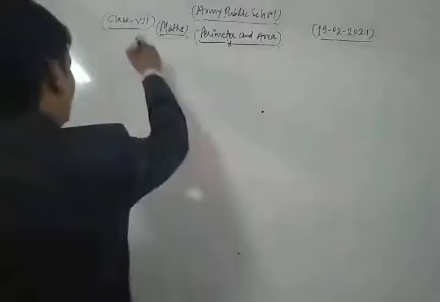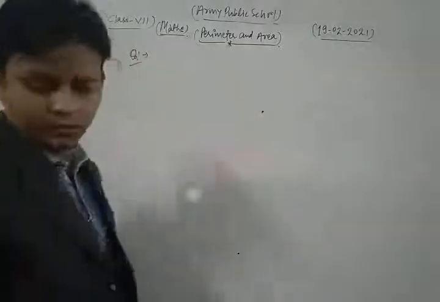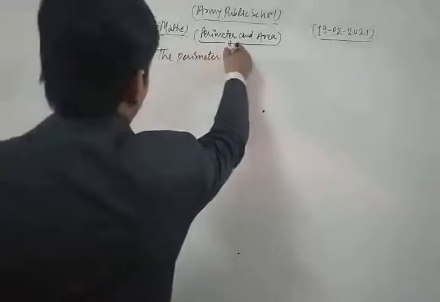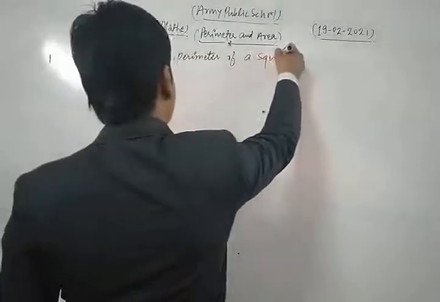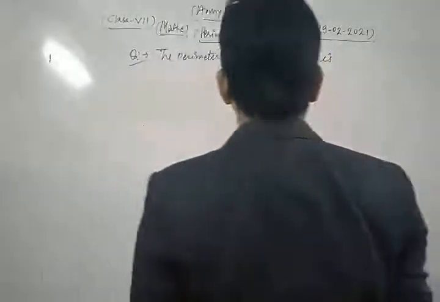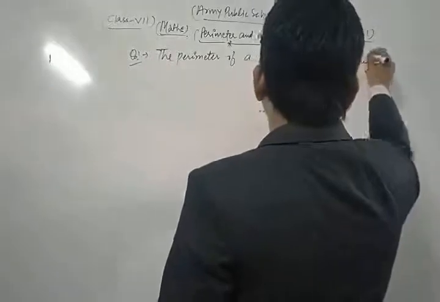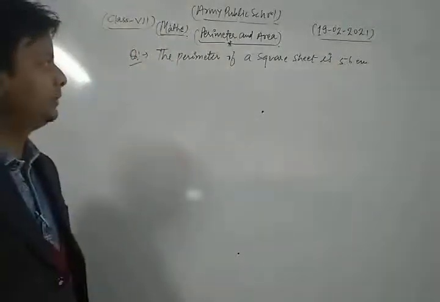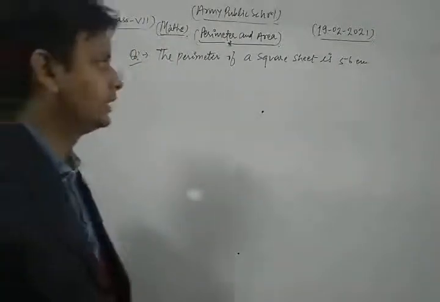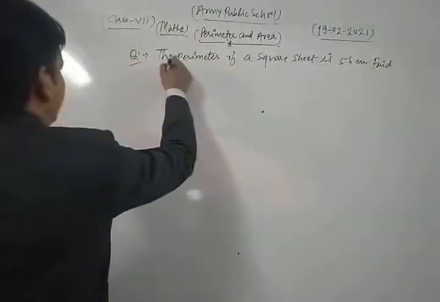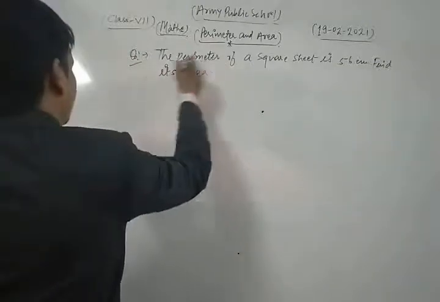We take a question based on your topic, which is very important. Let's see. The perimeter of a square sheet is 56 centimeter. Find its area. Let's see its solution.